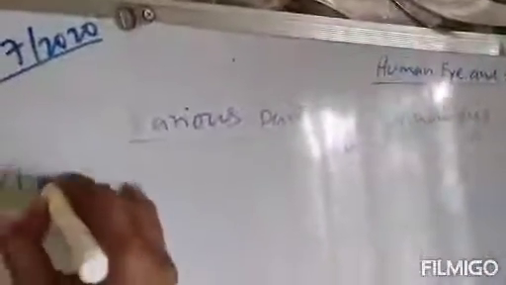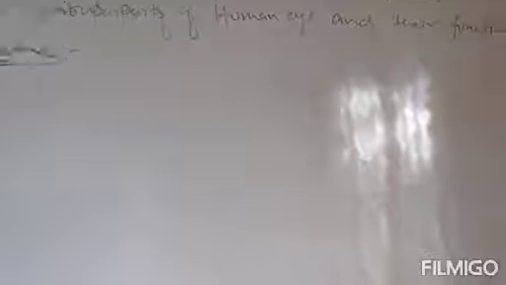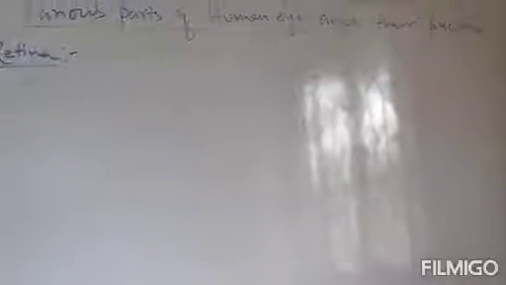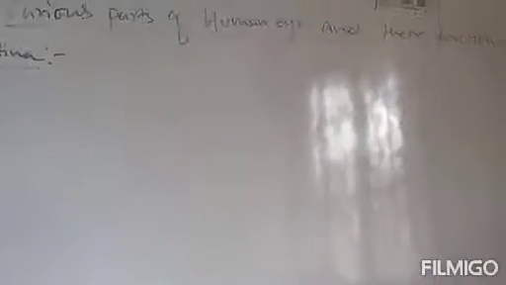The first part of the human eye is the retina, a main important part of the human eye. What is the retina? The retina is a light sensitive screen. Like a camera, the human eye has a screen system, which is actually called the retina. It is present inside the eye, where the image is formed.